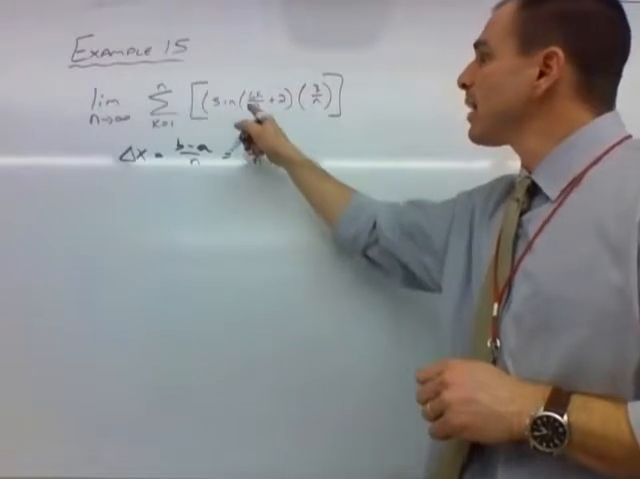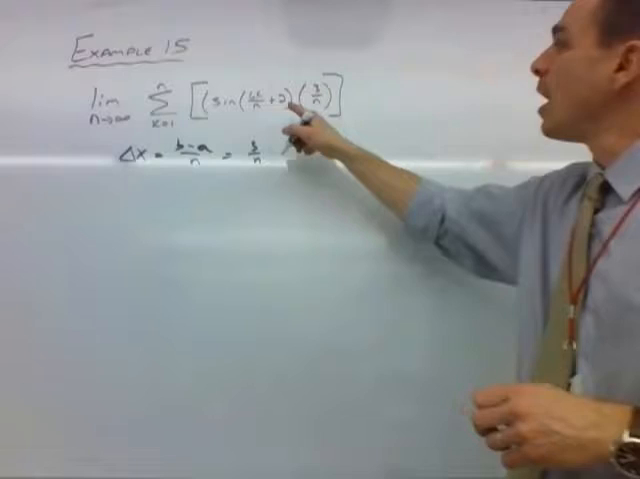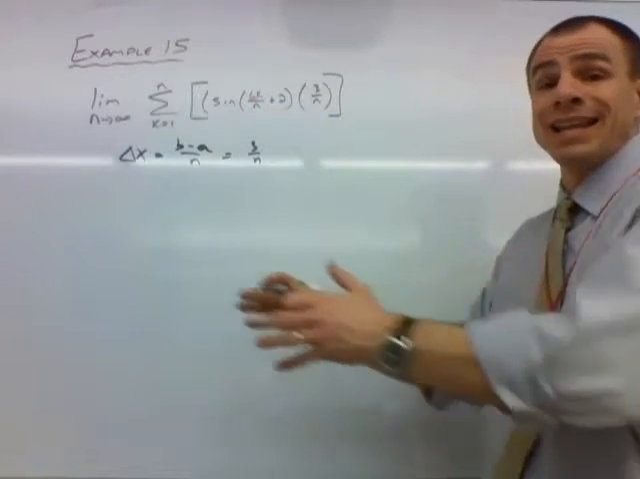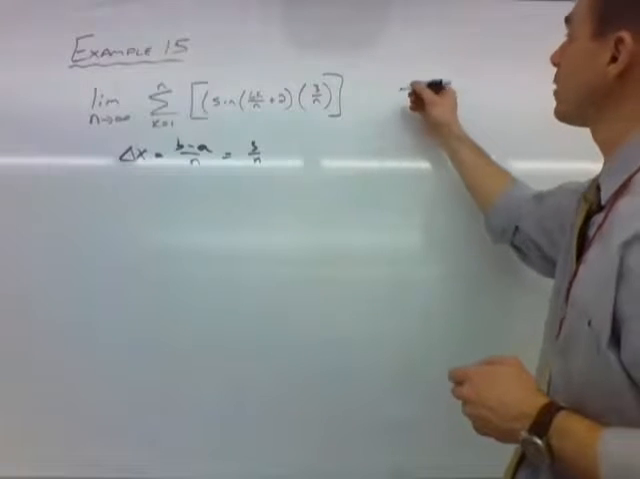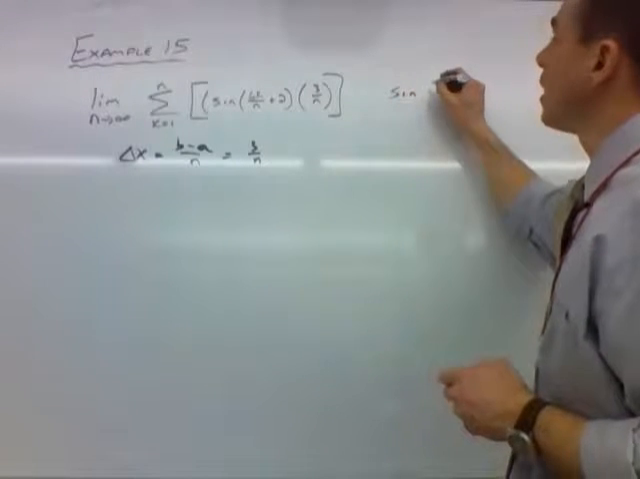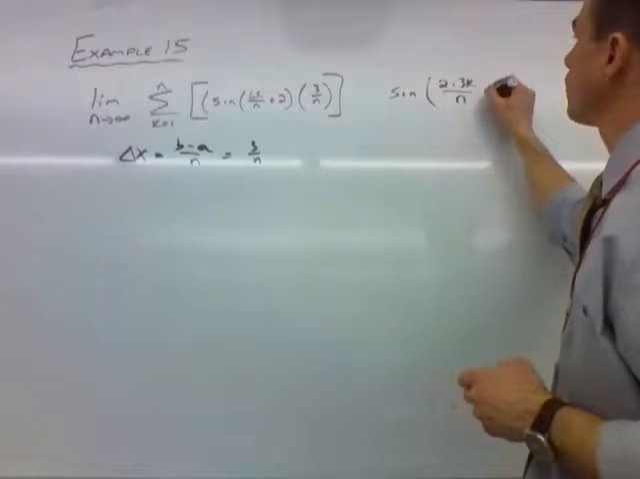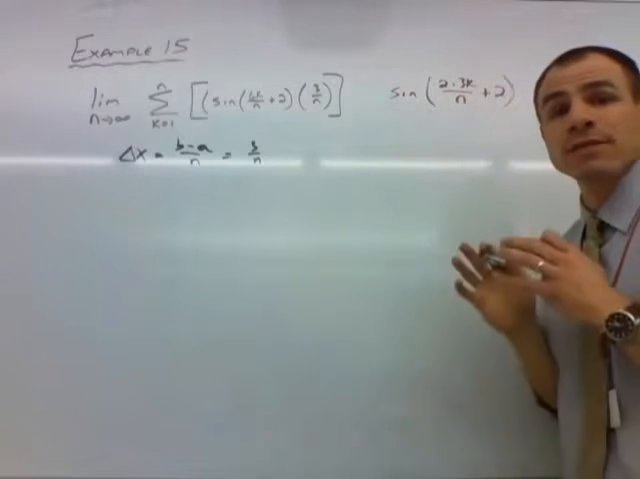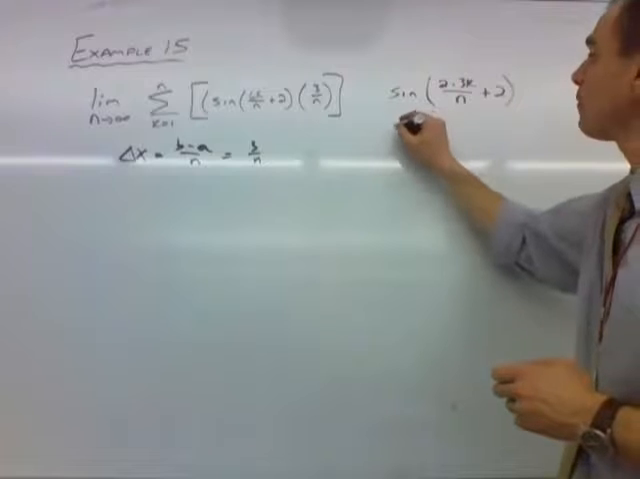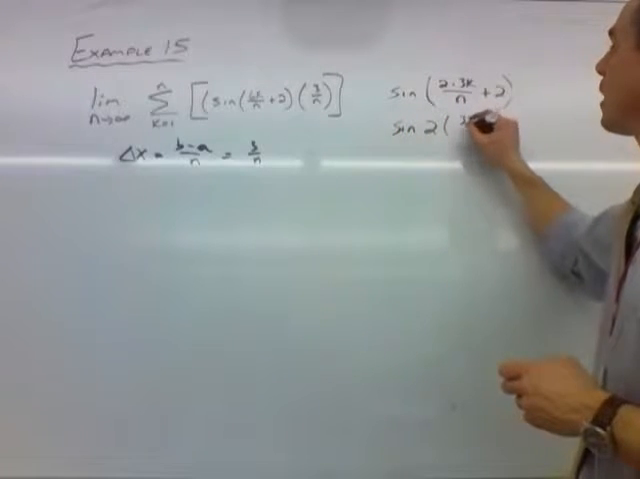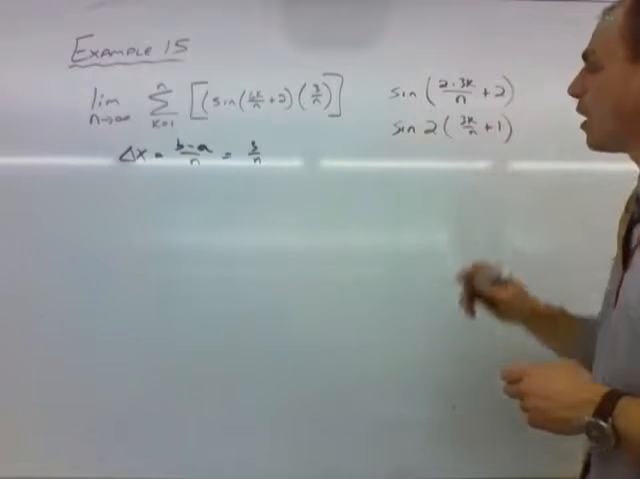So what's really happening here? We're going to take a little sidebar. We need a 3 over n here. We have a 6 over n, so we need to divide that 2 out. So we need to think of this as the sine of 2 times 3k over n plus 2. And then we can factor that 2 out. And when we factor the 2 out, we have 3k over n plus 1.